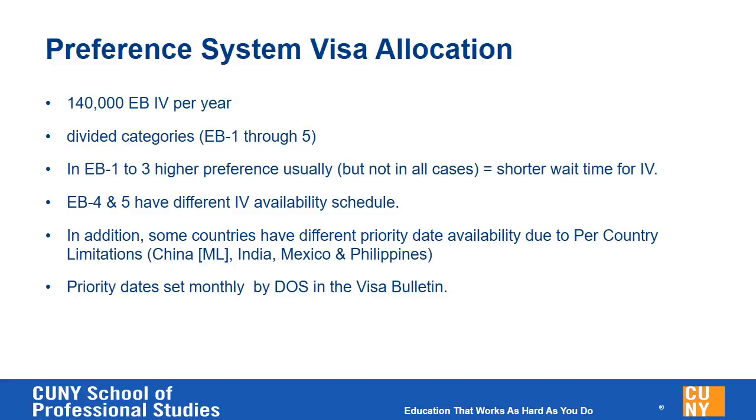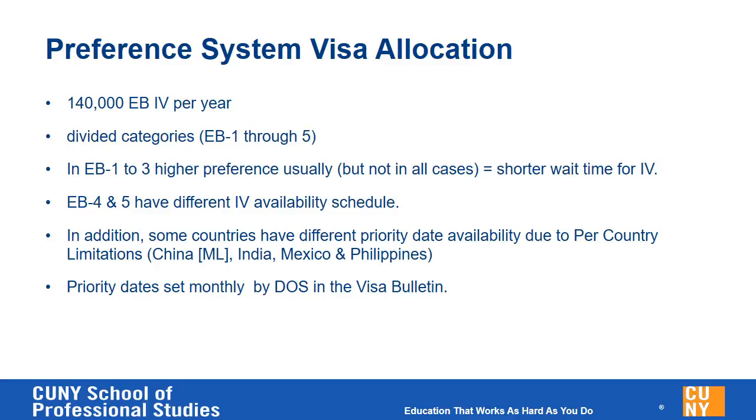Okay, how does the law allocate the 140,000 or so immigrant visas per year between the five different categories within the employment-based system? EB1 to 3 are pretty much in hierarchy, which usually means that 1 is higher than 2, and 2 is higher than 3. If you're in a higher preference category, usually your wait time, if any, will be shorter.